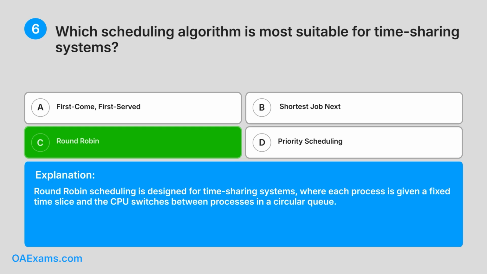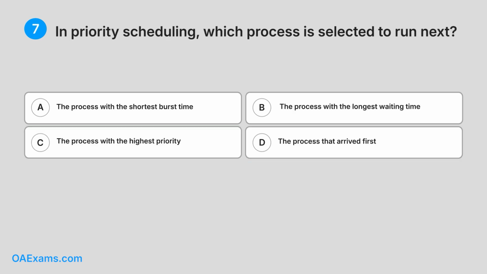7. In priority scheduling, which process is selected to run next? A. The process with the shortest burst time. B. The process with the longest waiting time. C. The process with the highest priority. D. The process that arrived first. What do you think is the answer?